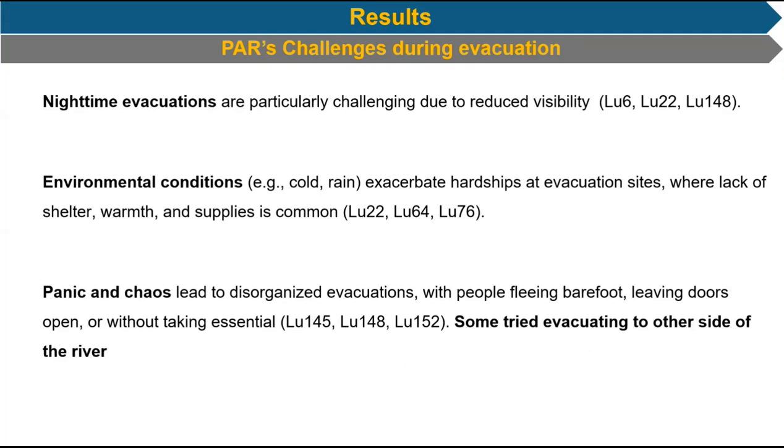We also asked some questions concerning what challenges people face during evacuation. Nighttime evacuation is obviously a challenge due to reduced visibility. Environmental conditions are another: Lunana is located about 200 meters above sea level, so the environment there is very harsh, which is also a problem for evacuation. Then panic and chaos led to disorganized evacuation. One amazing thing was that one woman shared that some people tried to evacuate to the other side of the river during the flood, basically risking crossing the river during the event.